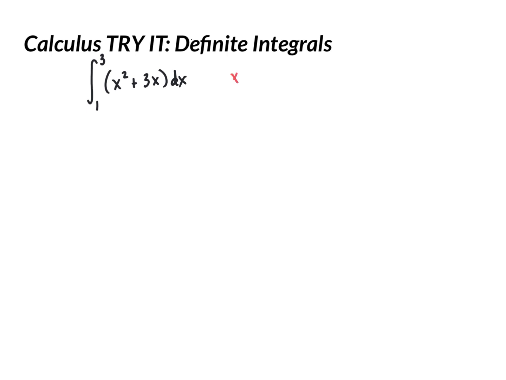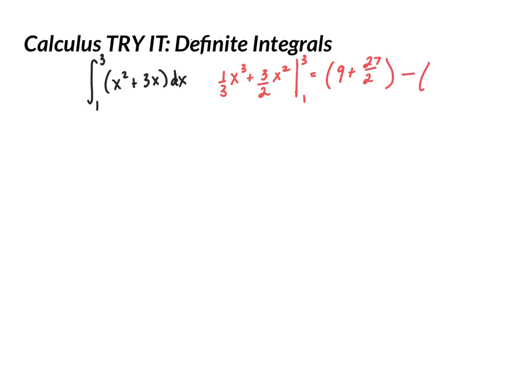We're going to raise the power and divide, and then raise the power and divide. We already had a 3 out there, so it'll be 3 halves. We're going to evaluate this at 3 and 1. So if I plug 3 into my function, always plug the top bound in, 1/3 of 3 cubed, so 1/3 of 27 is 9, plus, and then we have 3 halves of 3 squared, so 3 halves times 9 is 27 halves.